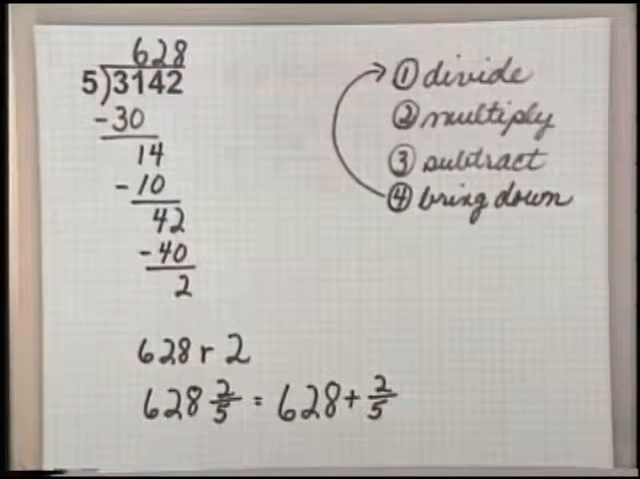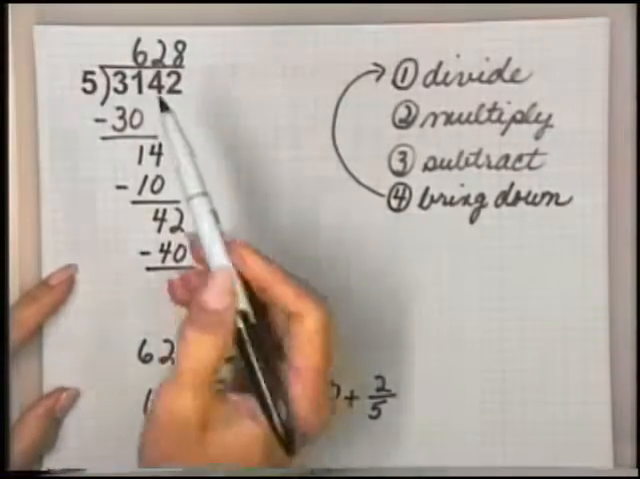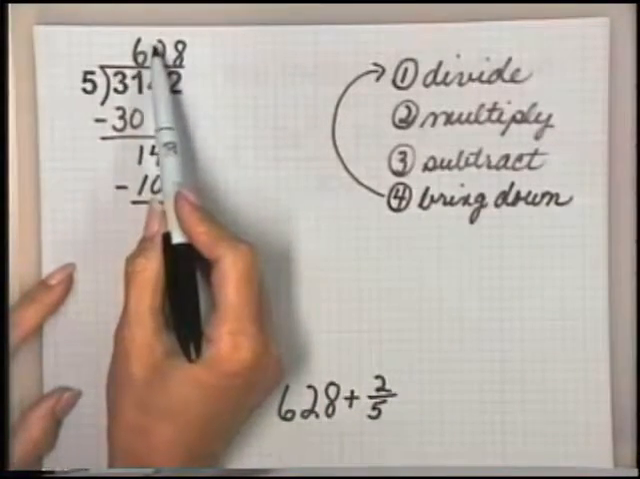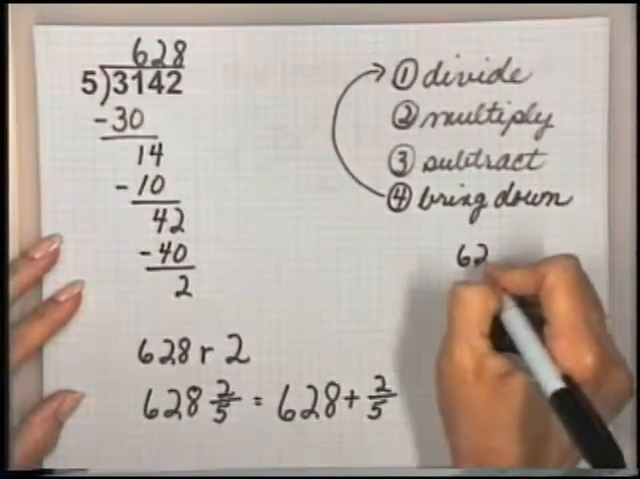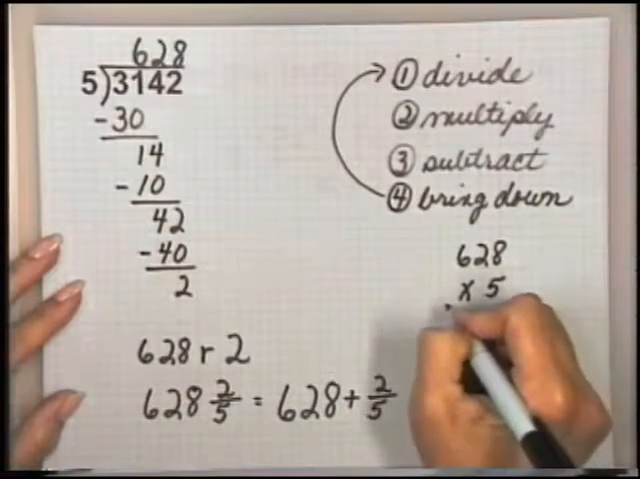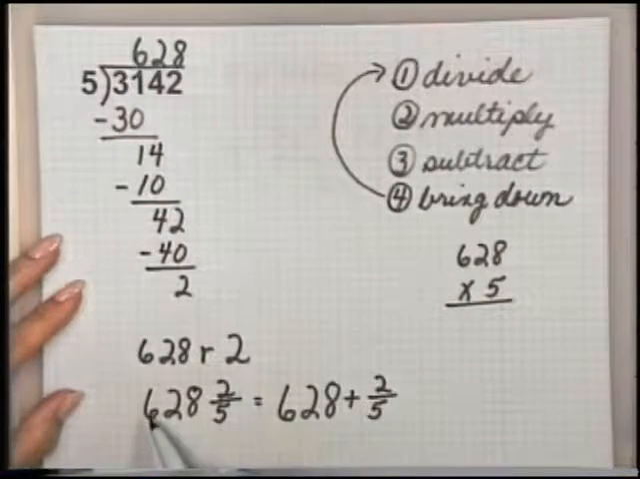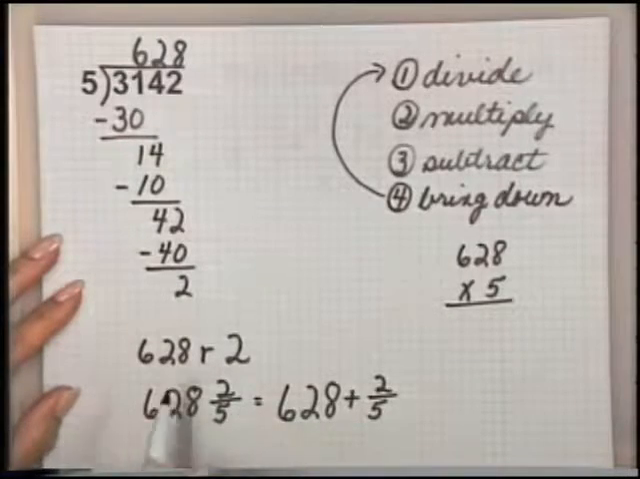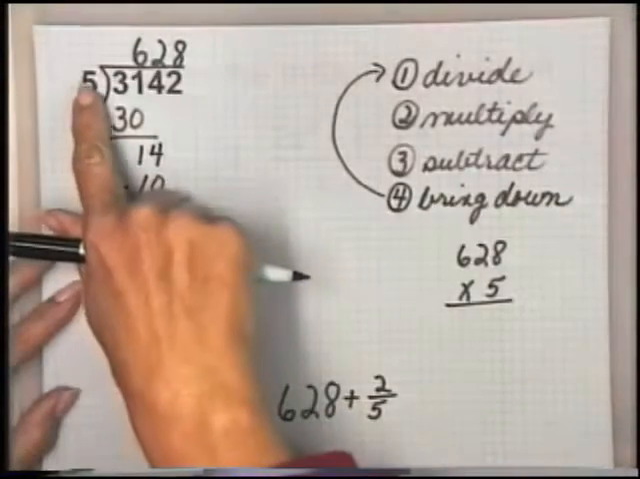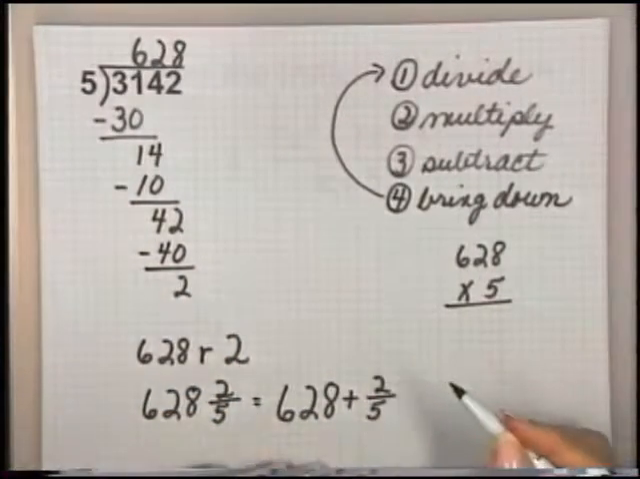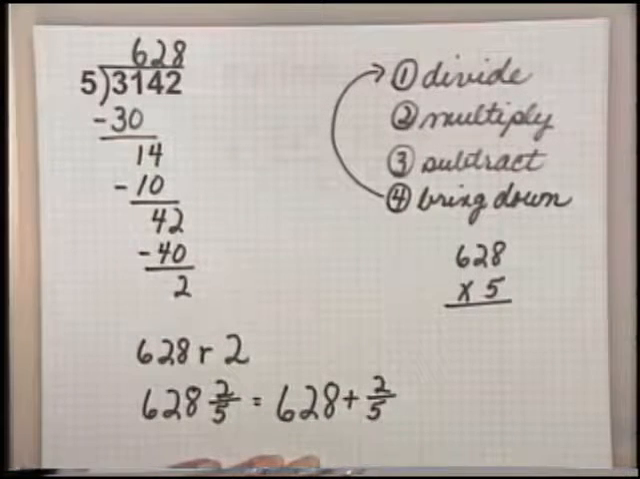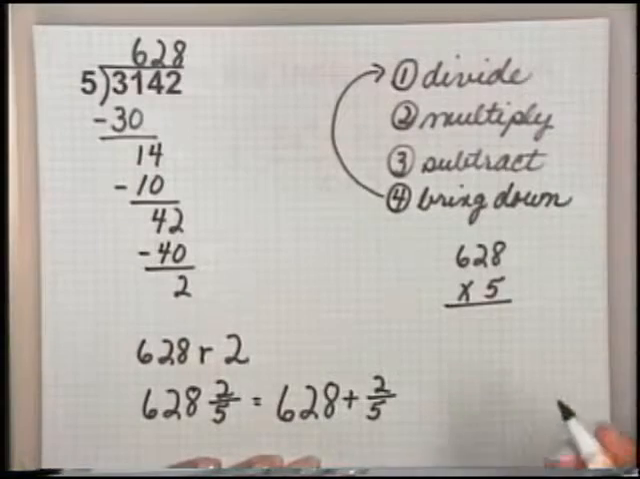Now, one other thing I would like to do before we begin our algebra is remind you of how we check this problem. If we want to check this problem, we take this 628 and multiply it by 5, and then we add the 2 to it. If we had written the quotient as 628 and 2/5, we would still take the 628, multiply it by 5, and add the remainder, which represents the numerator part of the fraction, to the result we got from multiplying 628 times 5.